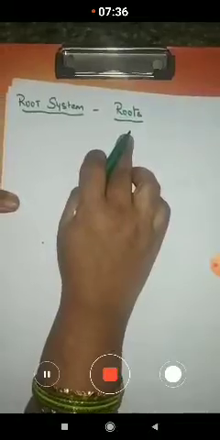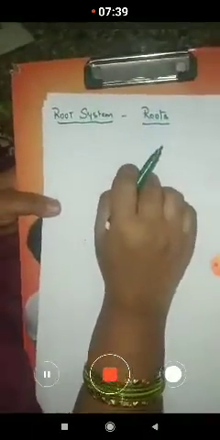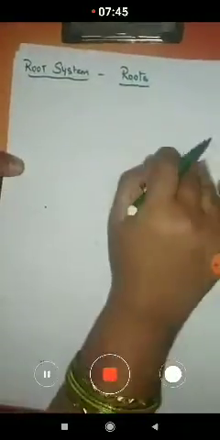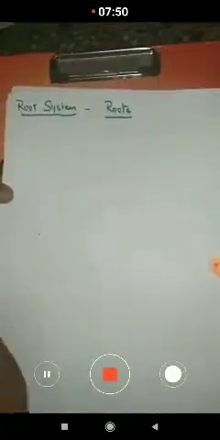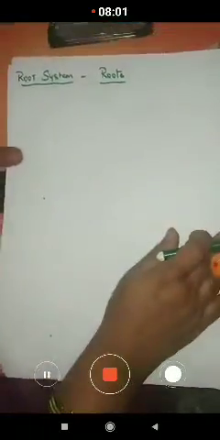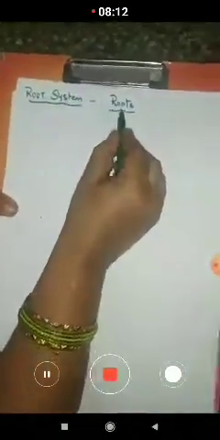From lower classes, you know that the roots are the parts which grow below the soil, below the ground level. That is, the roots are present in the soil. These roots are thin thread-like structures. And what is the function of the roots, children? The function of roots is that it absorbs water and minerals from the soil. So now, you know what is root system? The root system consists of roots.